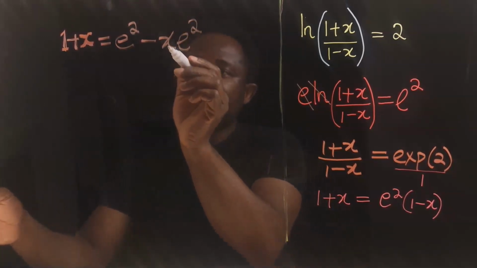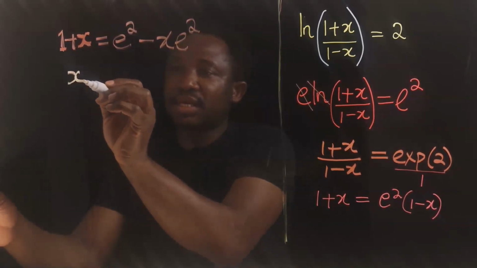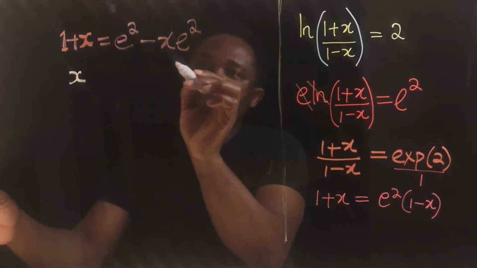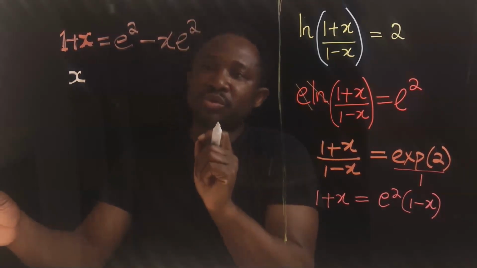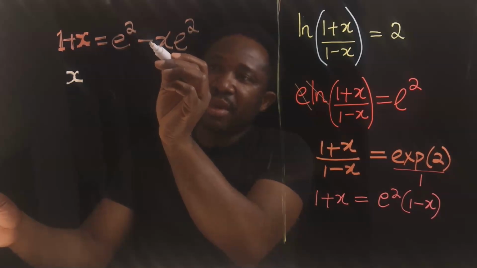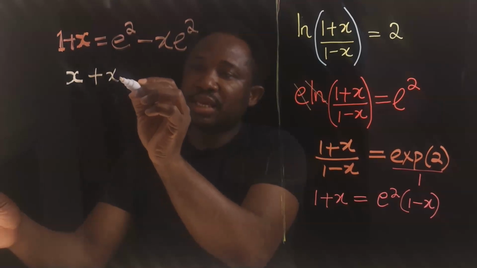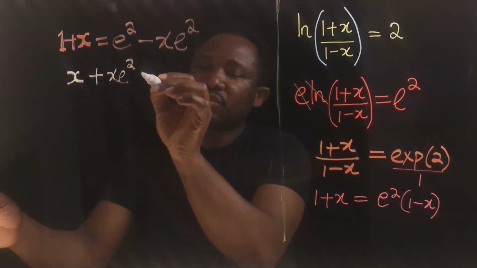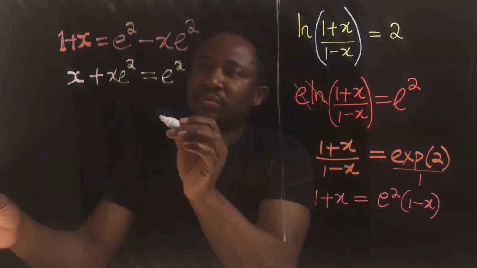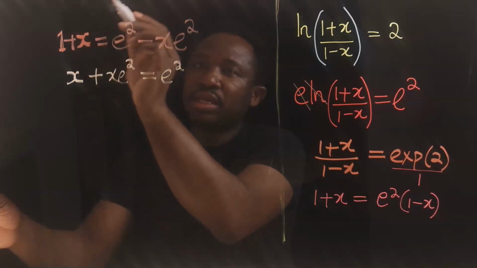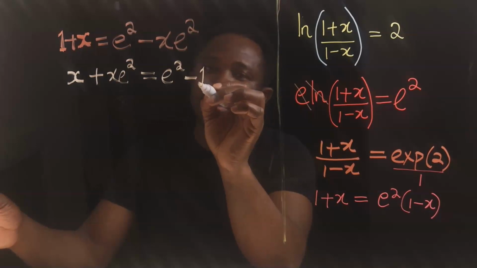Next, x is here and x is here. I'm going to keep this x on this side. I will move this x multiplied by exponential 2. It's having a minus here. On the other side it is going to be plus x exponential 2. And on this side I have exponential 2. This is 1. It will move across the equal sign and become minus 1.